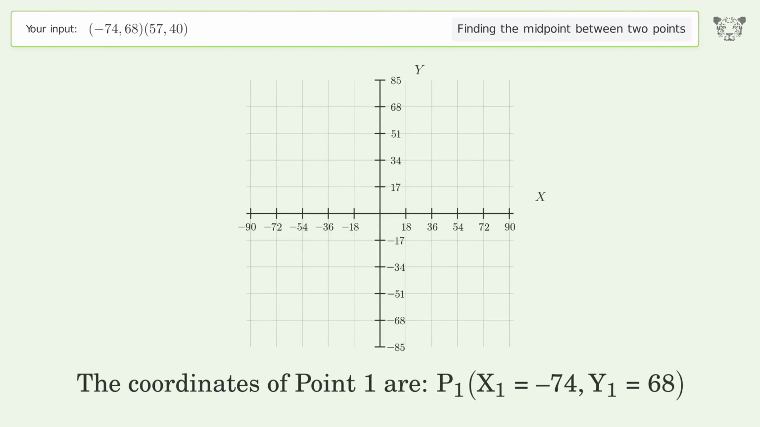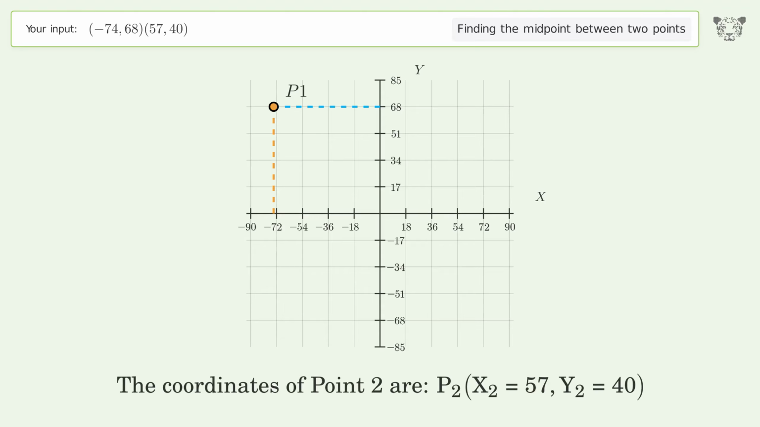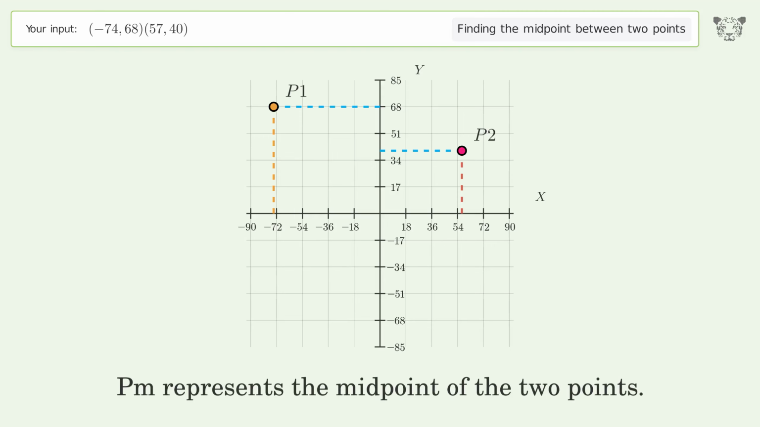The coordinates of point 1 are, x1 equals -74, y1 equals 68. The coordinates of point 2 are, x2 equals 57, y2 equals 40. PM represents the midpoint of the 2 points.